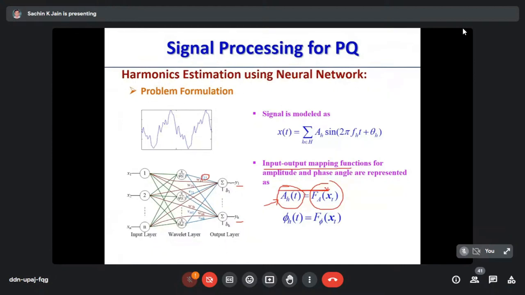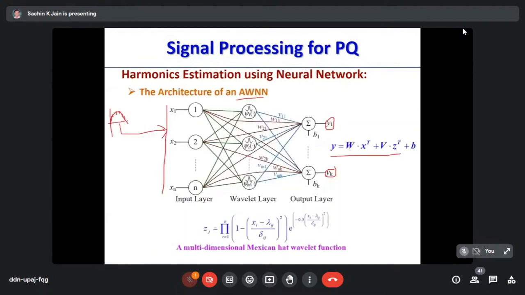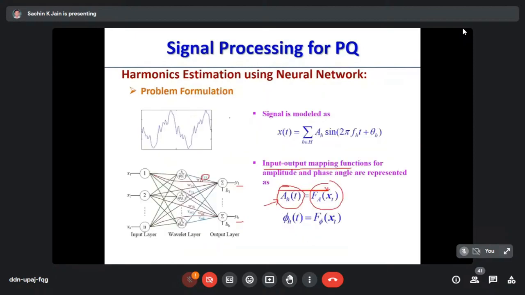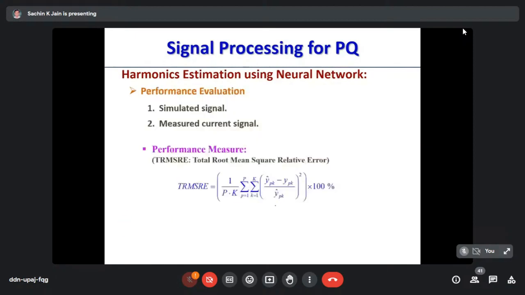Now AWNN is a specific kind of network which provides dual networking, meaning the hidden layer is connected to the output, and the output is also connected to the input directly. So it provides you both linear and non-linear mapping together. So that's how we can complete it.